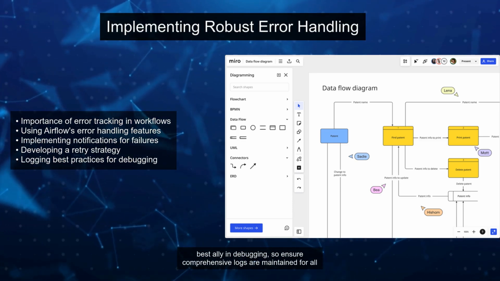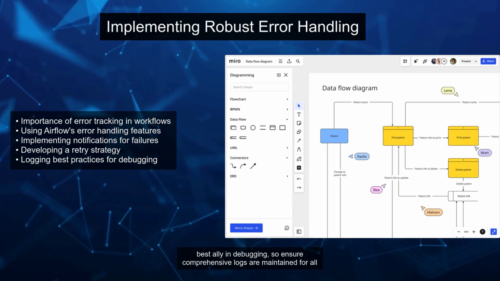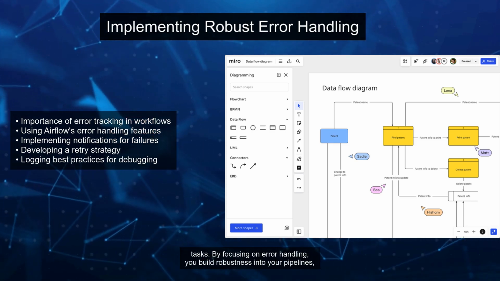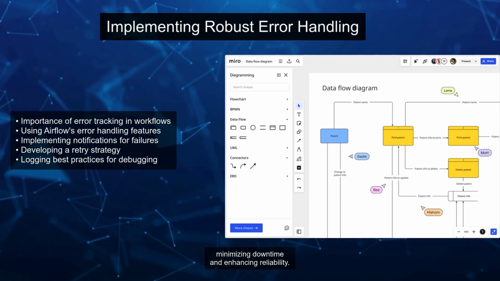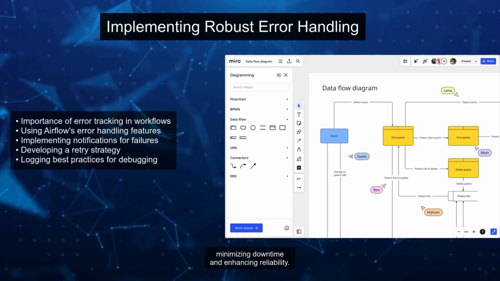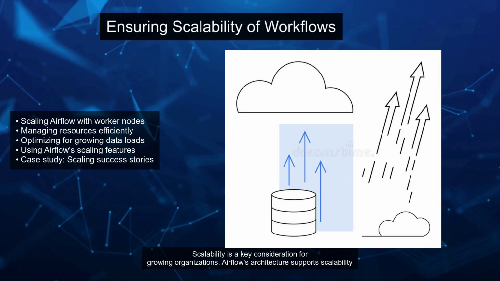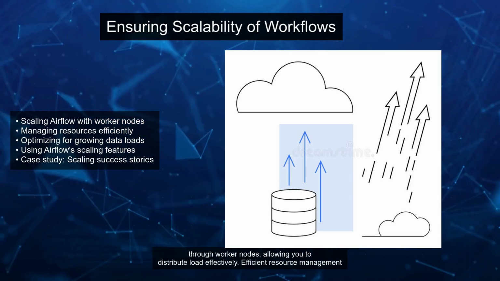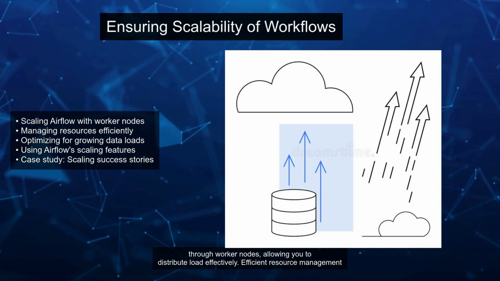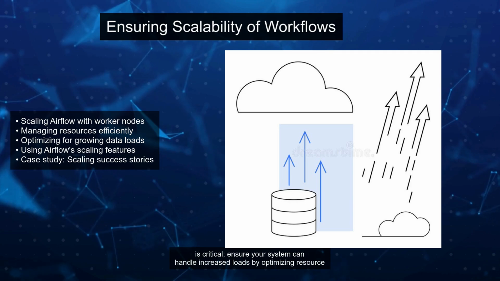Logging is your best ally in debugging, so ensure comprehensive logs are maintained for all tasks. By focusing on error handling, you build robustness into your pipelines, minimizing downtime and enhancing reliability. Scalability is a key consideration for growing organizations. Airflow's architecture supports scalability through worker nodes, allowing you to distribute load effectively.